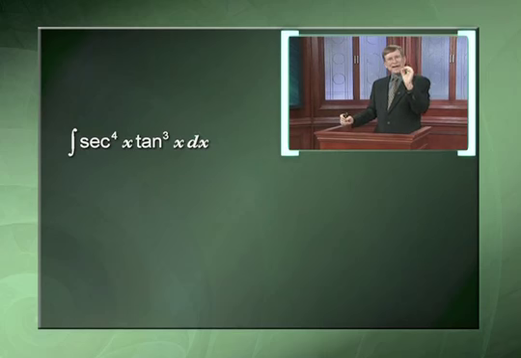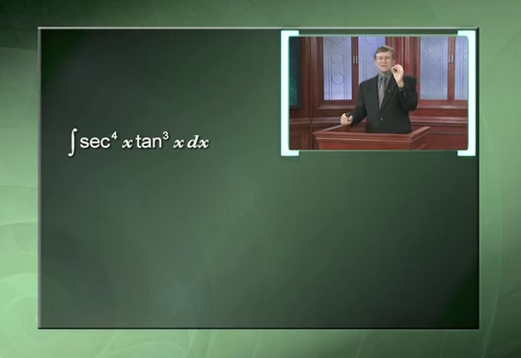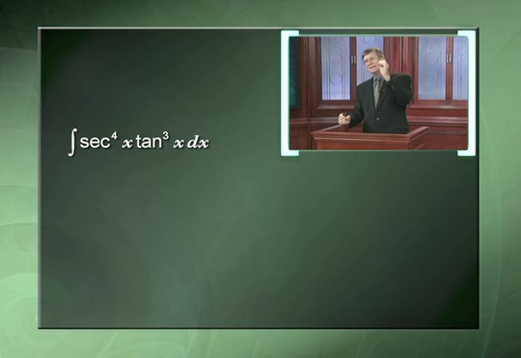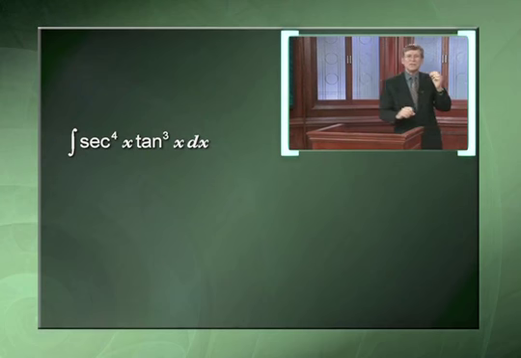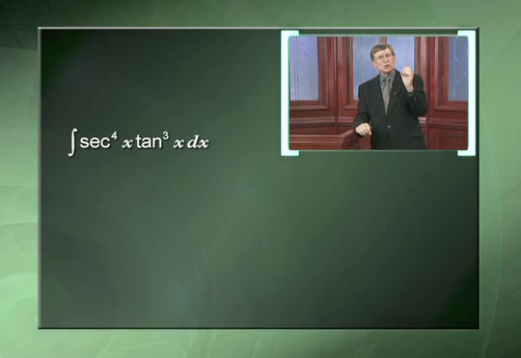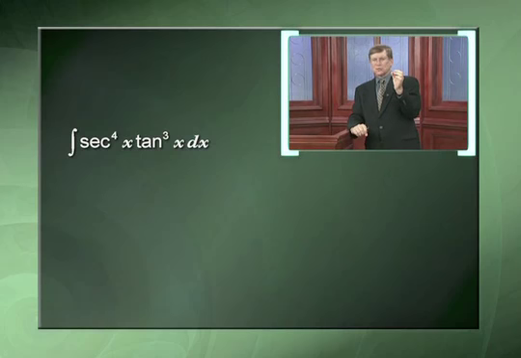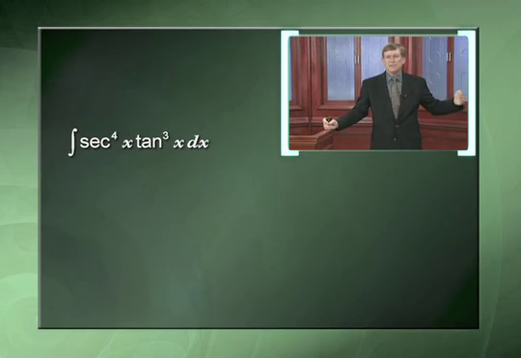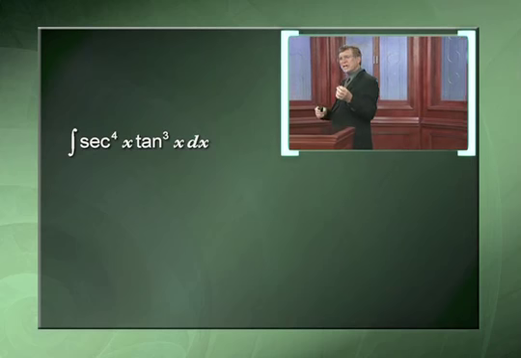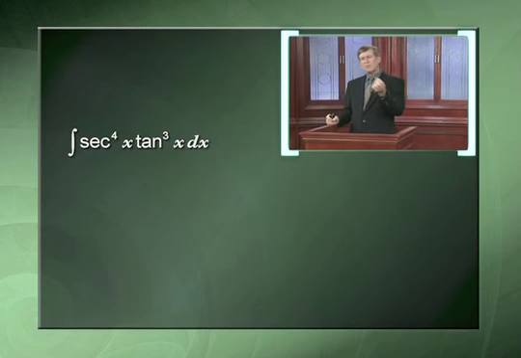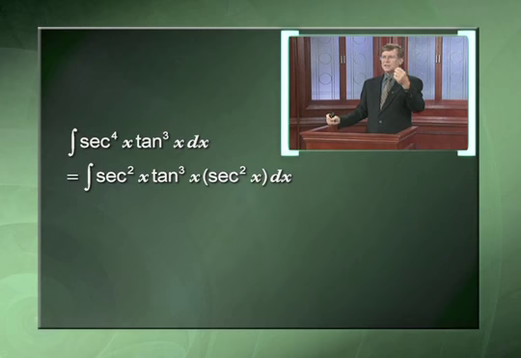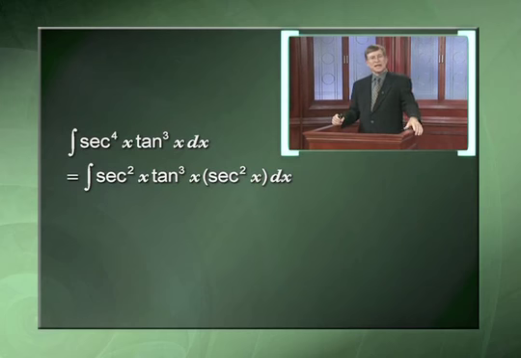I remember that the derivative of tangent is secant squared. So what I'm going to do is take two of the secants squared and move it over to the right, and I'm left with secant squared. So my problem becomes secant squared, tangent cubed, secant squared.